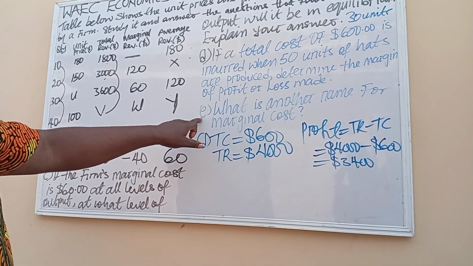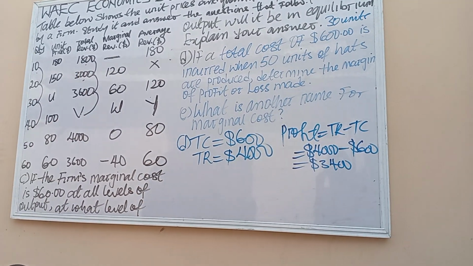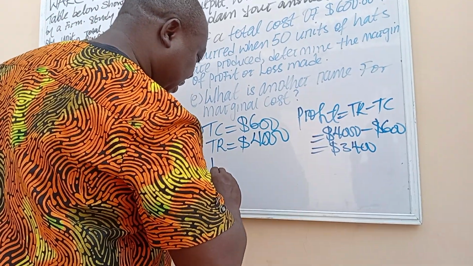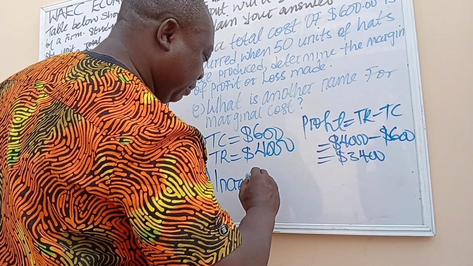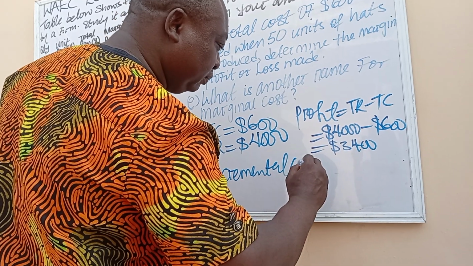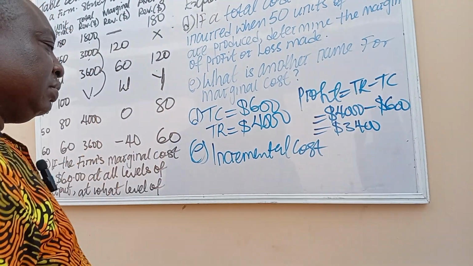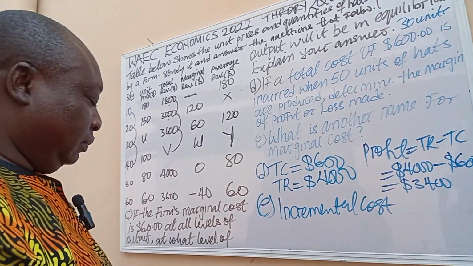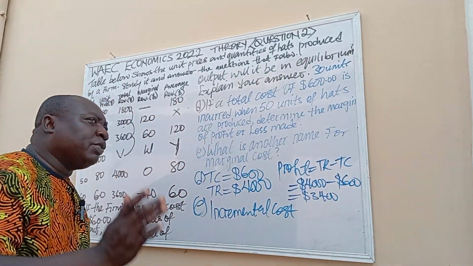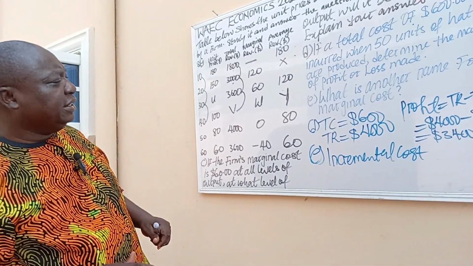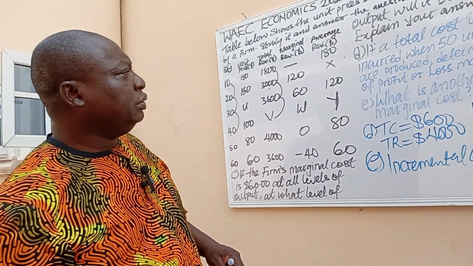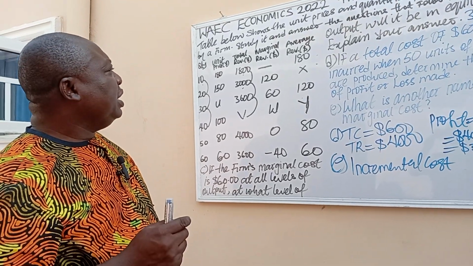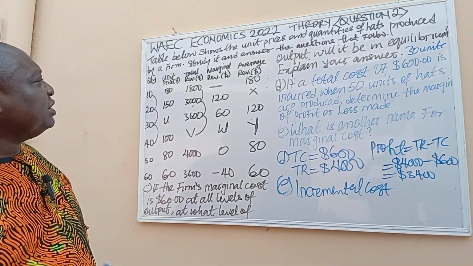Now for E, what is another name for marginal cost? Another name for marginal cost is incremental cost, which is the same thing as extra cost. Okay, so now this is everything about this question. If there is anything you are not clear with, please drop your comment.